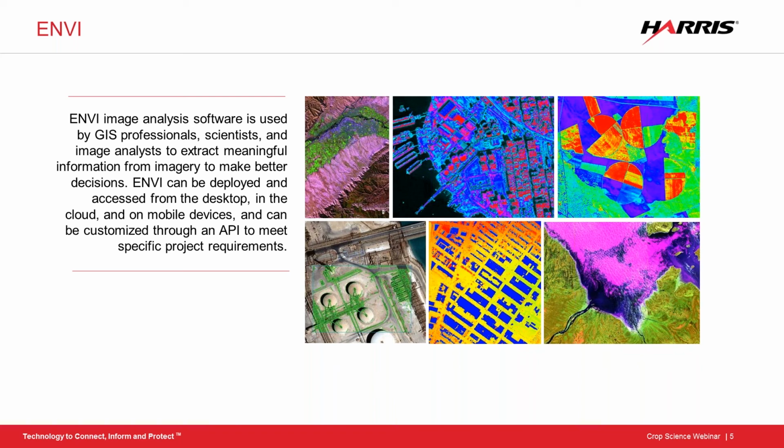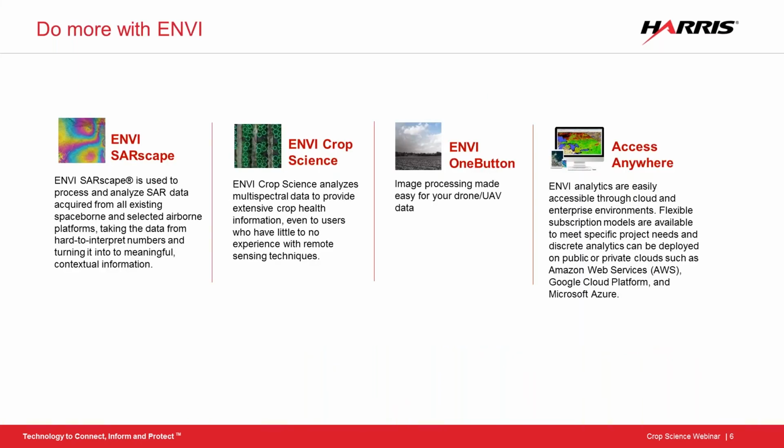ENVI can be deployed and accessed from the desktop, in the cloud, and on mobile devices, and can be customized through an API to meet specific project requirements. ENVI is a whole suite of different image analysis algorithms, and it's a great product. You can do a whole host of different things. Today I'll show a little bit of what you can do with it, as well as how the Crop Science module fits into that. So we have a couple of other products as well.